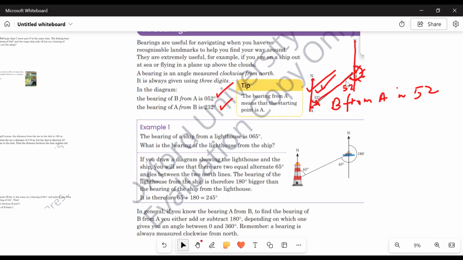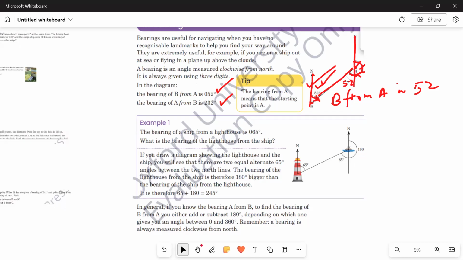Okay, so if we are finding the bearing of B from A, it is fore bearing. And if we are finding the bearing of A from B, it is back bearing. Is it clear? Yes. Could you explain one more time? Okay.